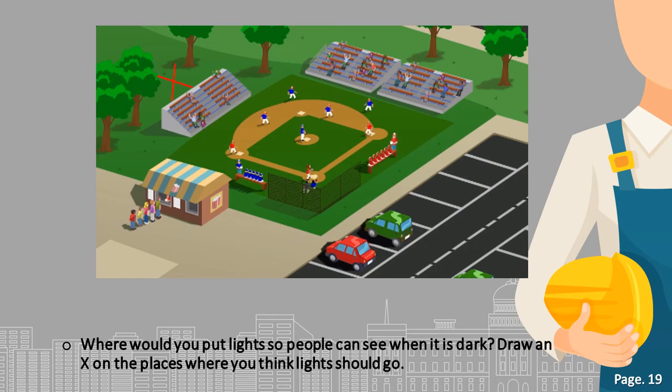Very good. Let's draw an X behind the bleachers on the left. Let's also draw an X behind the bleachers on the right side of the picture. Let's also draw an X beside the green car on the road. And finally, let's draw an X beside the popcorn shop.